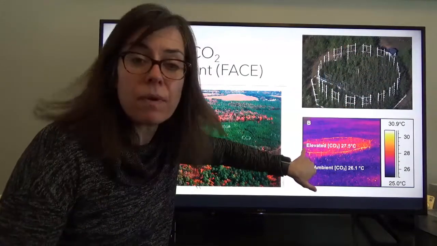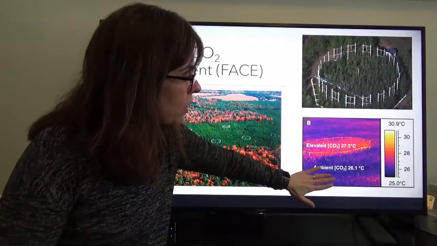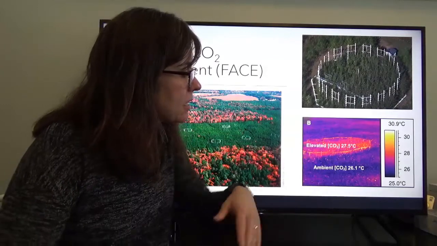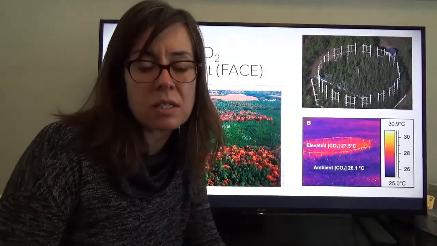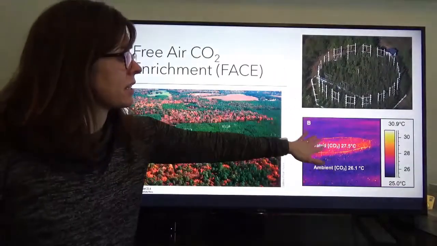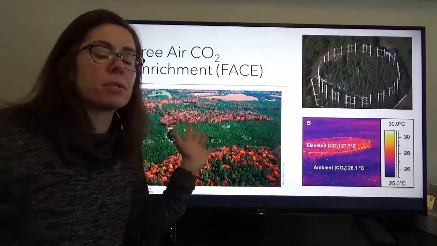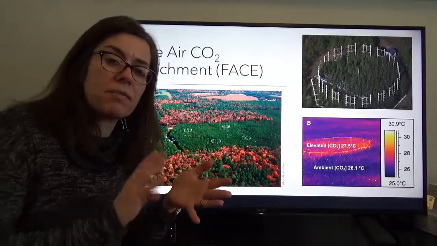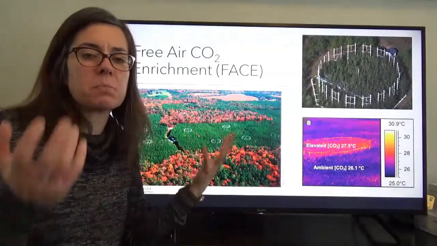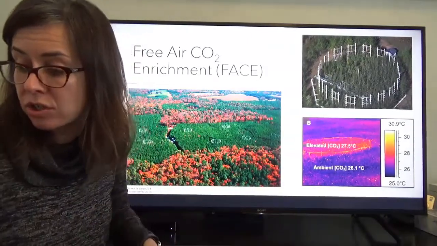So this is an infrared image from one of the crop FACE experiments. And so here's your ambient CO2 treatment and your elevated CO2 treatment, and you can see that the elevated CO2 treatment is about 1.5 degrees Celsius warmer than the ambient CO2 treatment. And so we can see the efficacy of these CO2 enrichments. And so what researchers did in these experiments worldwide was measure aspects of photosynthetic uptake, of primary productivity, of growth, of biomass production, all of these things to evaluate what the implications of increasing atmospheric CO2 concentrations were.